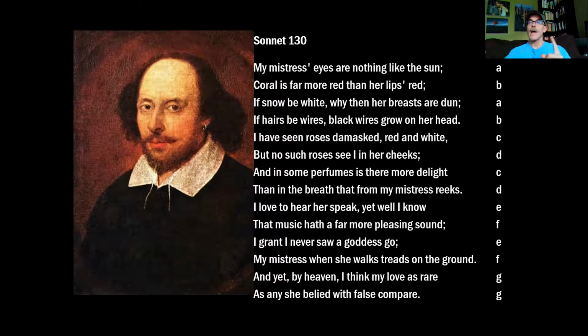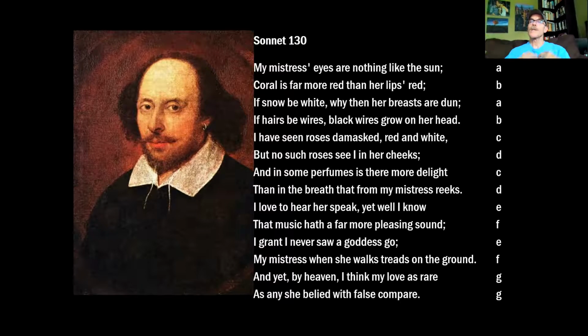Here's the turn. And yet, by heaven, I think my love as rare as any she belied with false compare.